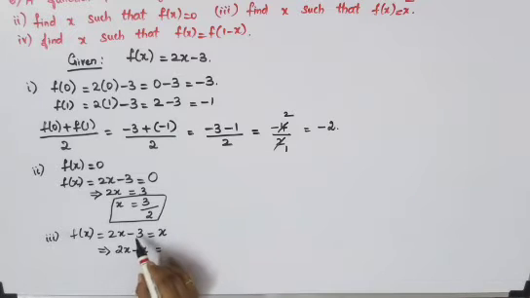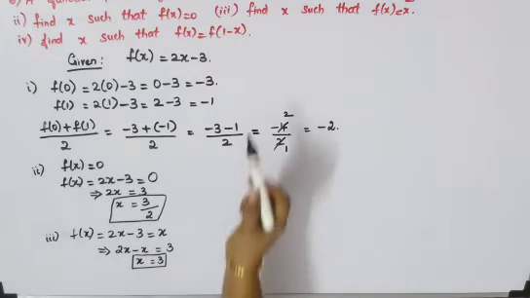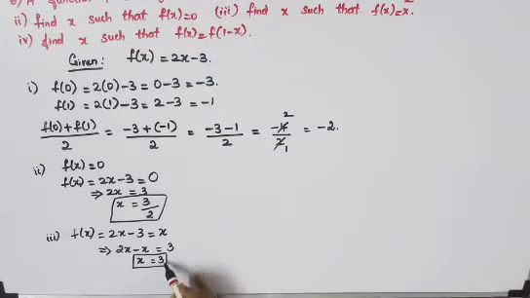That is equal to this minus 3 towards your right hand side, so it will become plus 3. Now 2x minus x will become x. So that is equal to, here it is 3. Therefore the value of x is equal to 3. They have asked you to find x only. So the value of x is equal to 3.